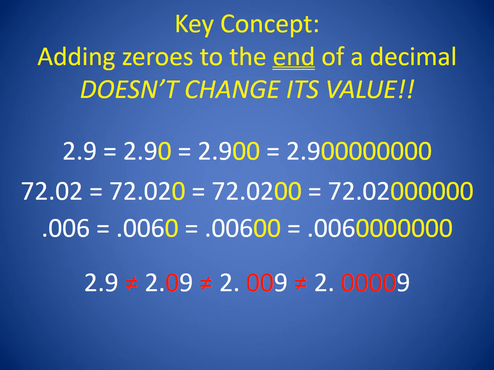So if I start with 2.9, I can't add a 0 before the 9, not one zero or two zeros or how many. I can't add any zeros ahead of the 9. I could only add zeros after the 9. This one, 0.04. Again, I can't add a 0 ahead of that. I can only add zeros after it, as we showed in those first three examples. This is the key to comparing decimals.